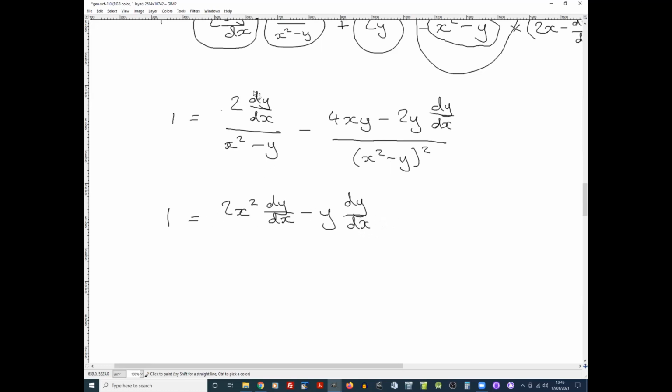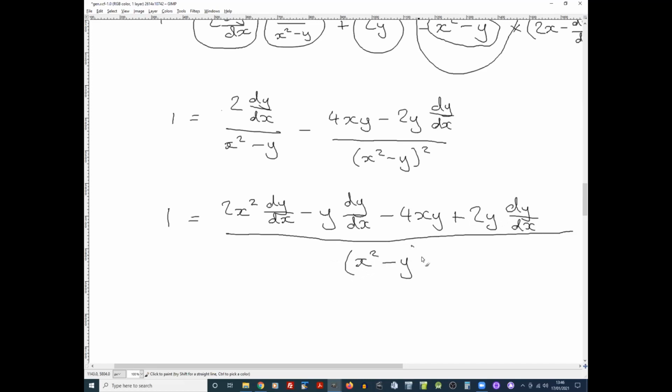So I've written that for this fraction. Carry on. Tell me what to write. Minus 4xy minus 2y dy dx. Don't forget there's brackets around all of the fraction. Plus, yeah. So it's plus. All over x squared minus y all squared. All squared. Good. Okay, what next?